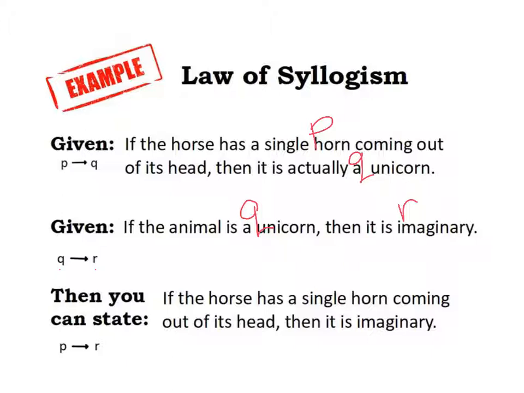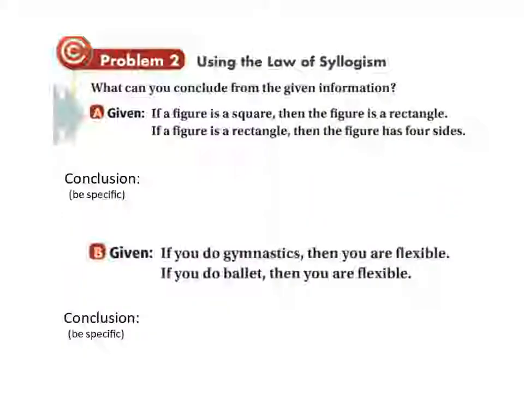Okay, so if P, then Q, if Q, then R, then my conclusion gets to come back and go straight from P to R. So I'm going to say, if the horse has a single horn, then it's imaginary. That makes sense? Let's practice some. I'm going to write this up here to force you to remember to do this. If P, then Q, if Q, then R, then you get to say if P, then R. If it doesn't follow that exactly, you don't get to make any conclusion.